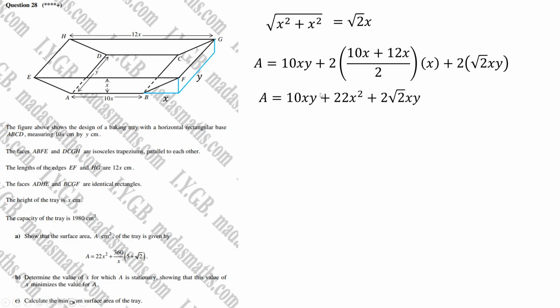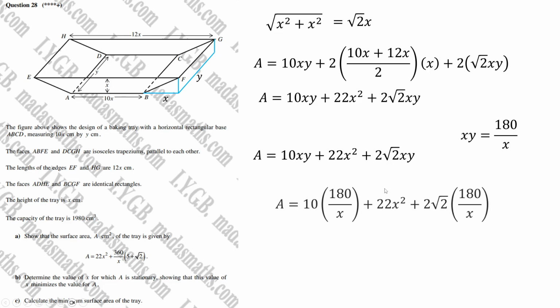We know what xy is, so we can plug that in here and here. Like I said, you could have just rearranged for y and then plugged in just for the y's, but it's quicker to do it this way. So we're just going to plug that in there and there. This is 1800 over x, and this is 360 root 2 over x. These are both the same denominator, so just collect the like terms.